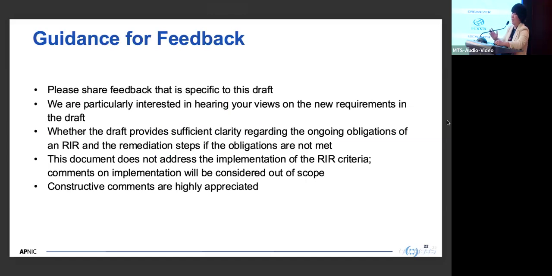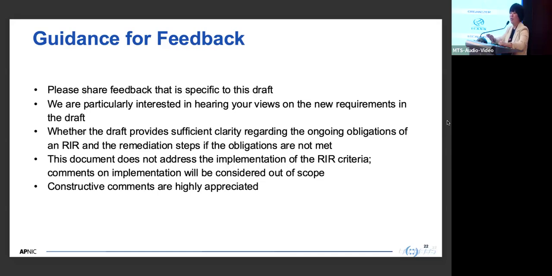This is just guidelines for feedback. I think the most important point is the very last point, which is that we appreciate having constructive comments. We really want to look at how to improve and strengthen the RIR system, and we'd like you to tell us how to do that. So we're not really looking at overall remarks about the RIR system and whether you think it's a good idea in the first place. That's not what the governance document is trying to cover. So please keep your feedback constructive.